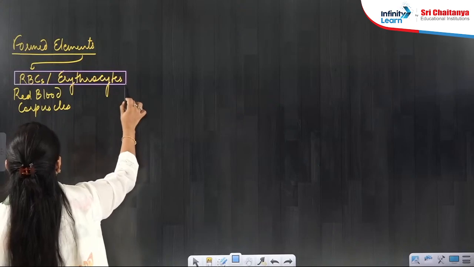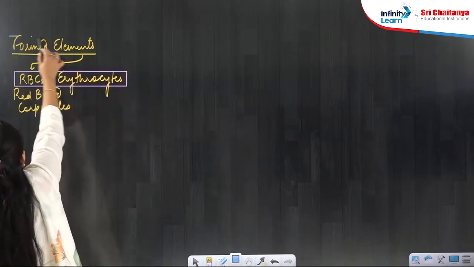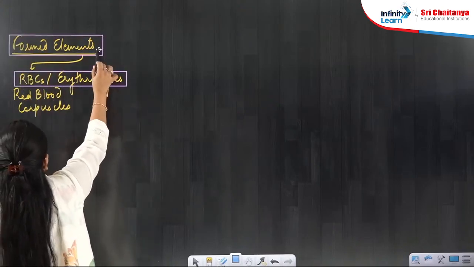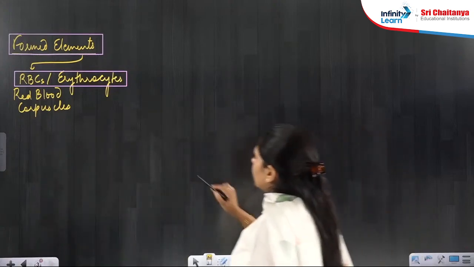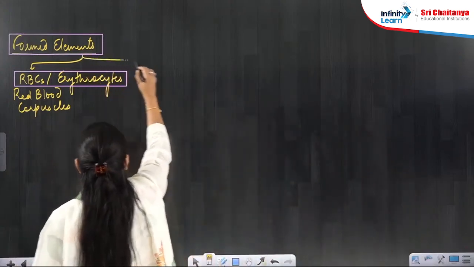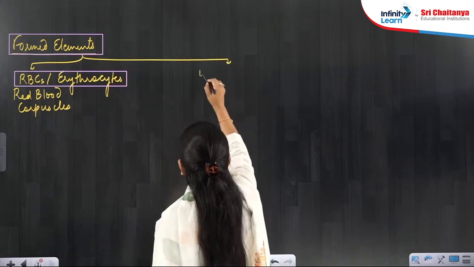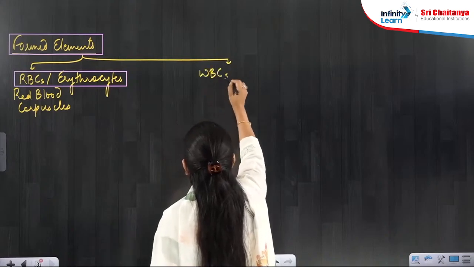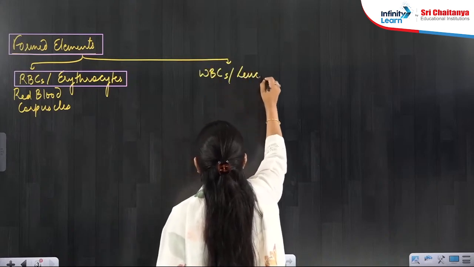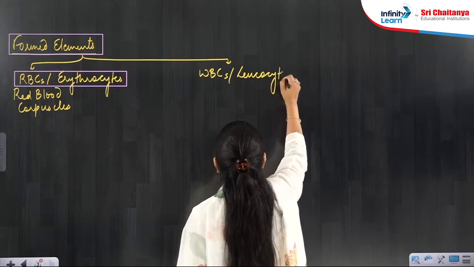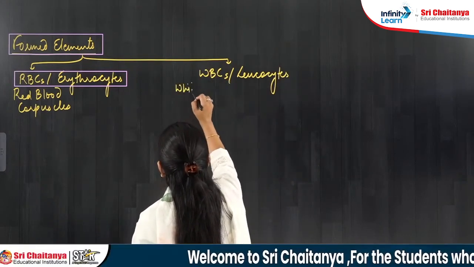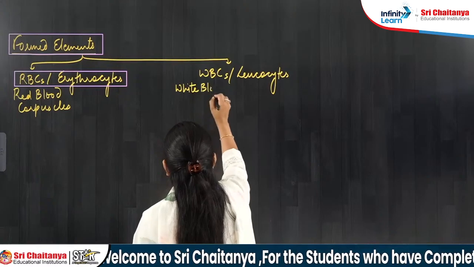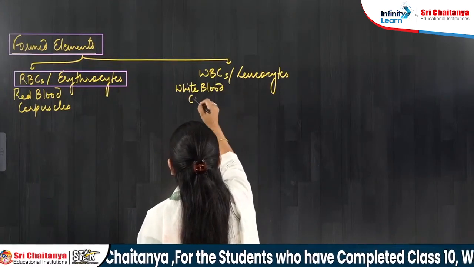RBC or erythrocytes. The next formed element is our WBC, white blood cell, WBCs, or they are known as leukocytes. They can also be called white blood cells or white blood corpuscles.